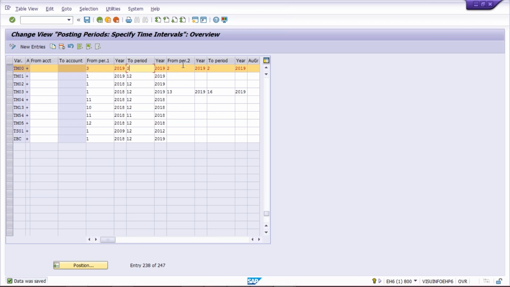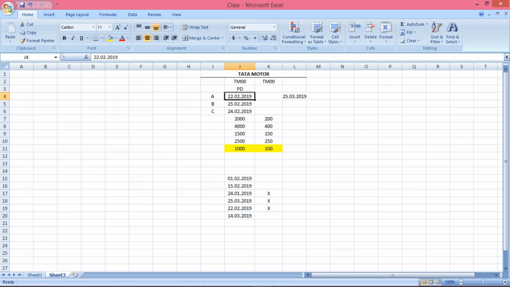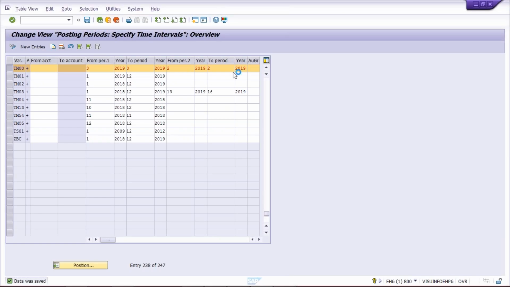But we have one more option from period 2. Here the system found that the February period is open. So the system will allow him to post this transaction. This guy will be allowed for transaction posting, but even these people also can be allowed for transaction posting in this case.